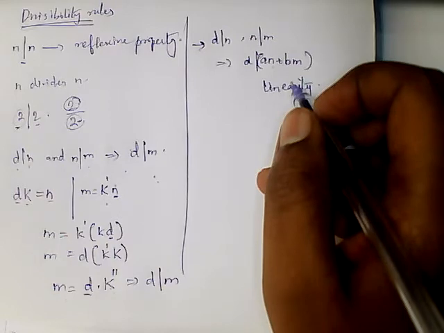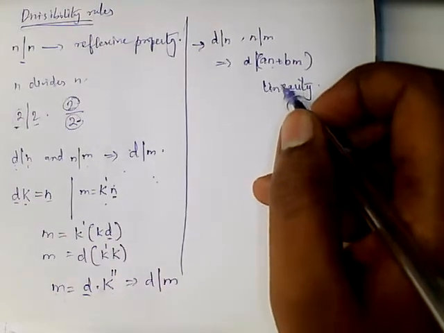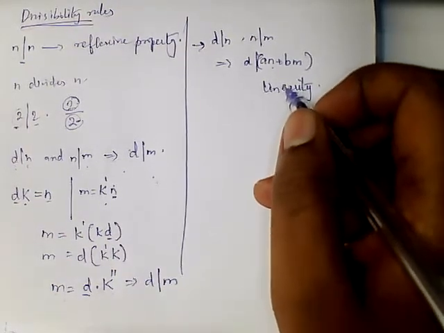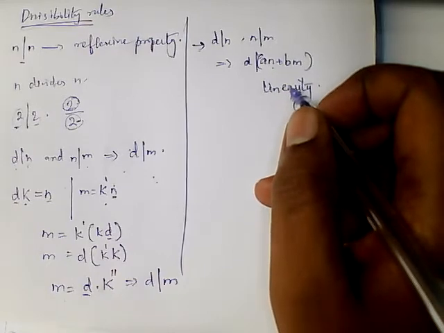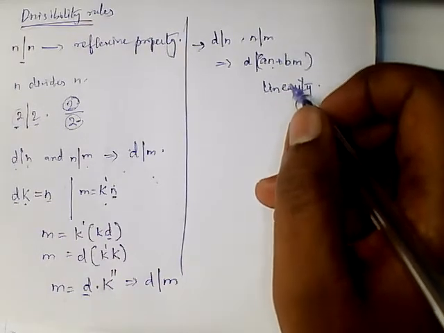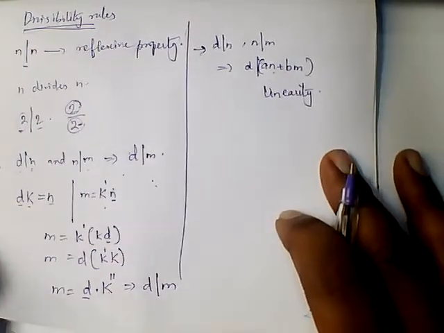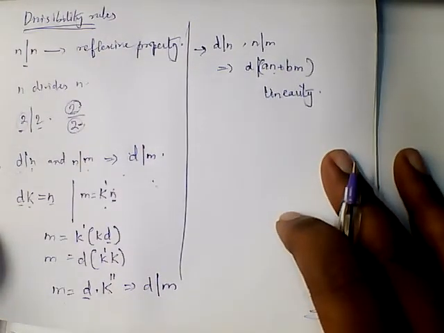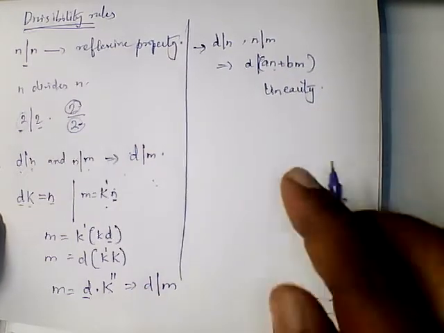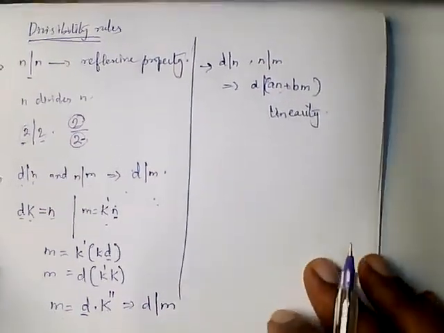Moving on to start some of the theorems related to this. The first theorem that I'm going to consider is the common divisor, that is the GCD. And in that GCD proof I'm going to use this linearity property.